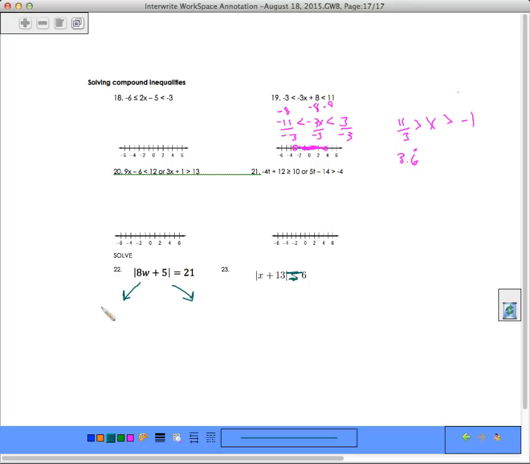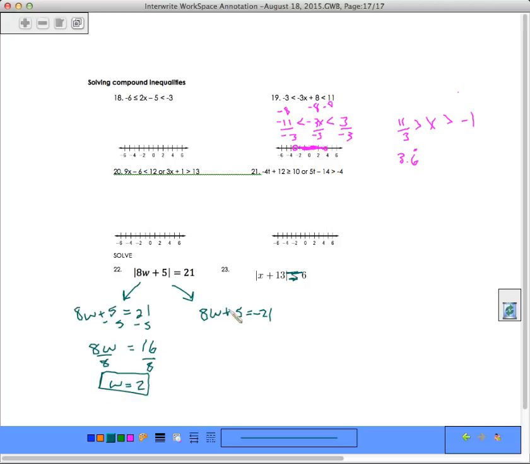And you're going to say what was in here. 8w plus 5 could have been positive 21. Or 8w plus 5 could have been negative 21. Here I would subtract 5 from both sides, which would give me 8w equals 16. And then from there I would divide by 8, which would give me w equals 2 as one answer.